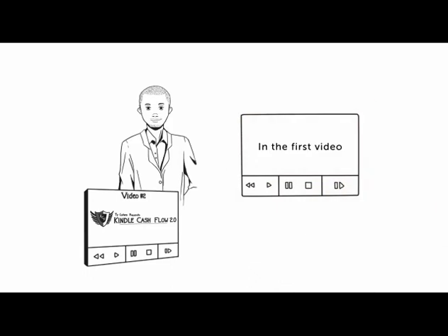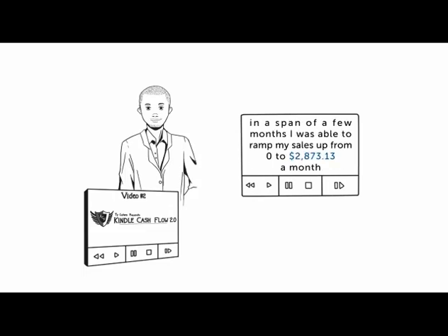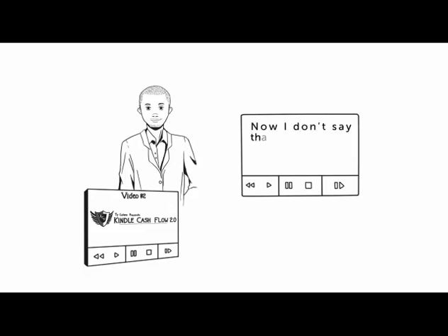In the first video, I shared with you how when I first got started with publishing eBooks to Amazon, in the span of a few months I was able to ramp myself up from zero to $2,873.13 a month, and then grew that to the point where I am now, and able to literally buy a new car every month in cash if I wanted to. Now, I don't say that to impress you, but to show you the power of Amazon.